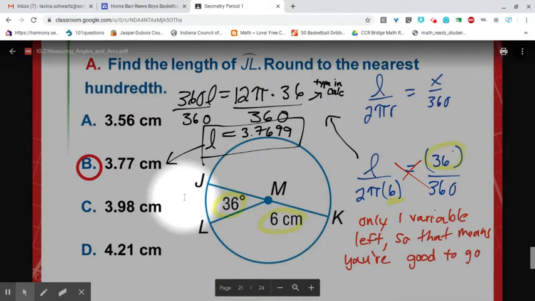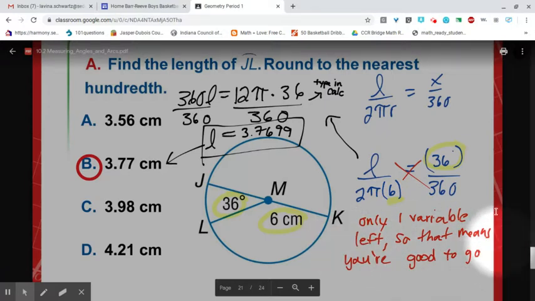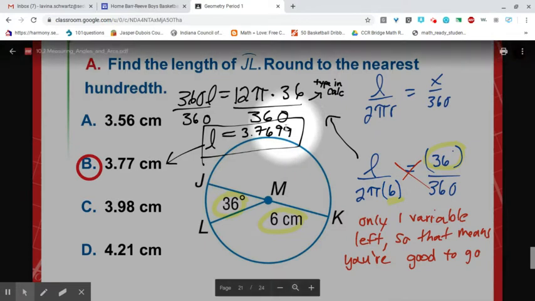They give me the 36. So I'm going to start right here. 36 over 360. They give me the radius, 6 centimeters. I'm going to plug that in. Only one variable is left, so that means we're good to go. See how this is the only thing left? Okay, so from up here, we're solving.